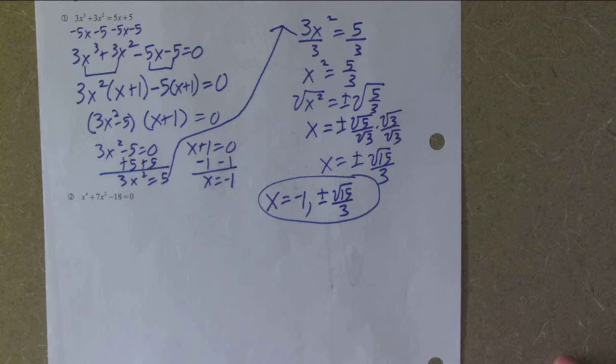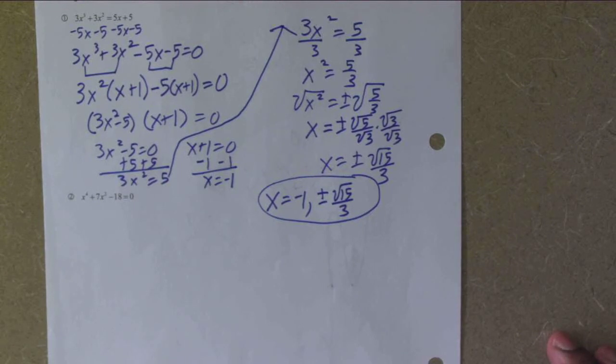Okay. Problem number 2. We have x to the 4 plus 7x squared minus 18 equals 0. Now this is really nice. All of the values are on one side equal to 0. But if you notice here, we have not learned how to factor with x to the 4th. We did learn how to substitute in this situation. What would we do in this situation?